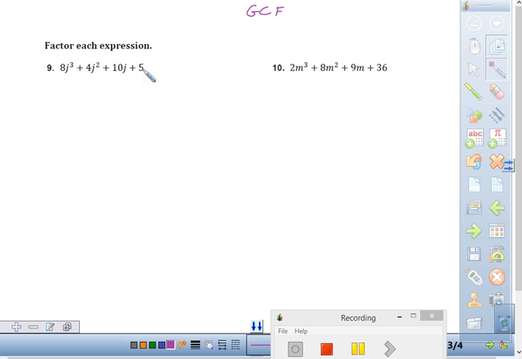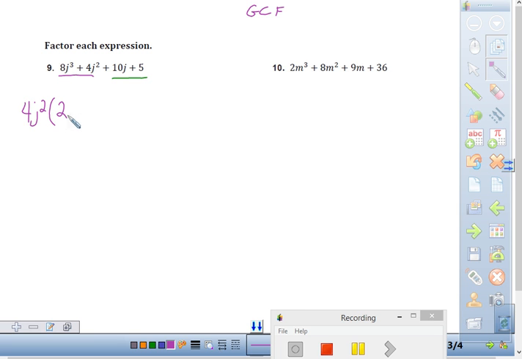That 5 causes a problem, otherwise everything is even and we could have factored out a 2. The next thing I think of is, can I factor by grouping? Well, I have 4 terms, so it is likely. So in my first group, I'm looking for a number I can divide off. 8 and 4. So my biggest factor is a 4. J cubed, J squared. So I'm going to take off J squared.